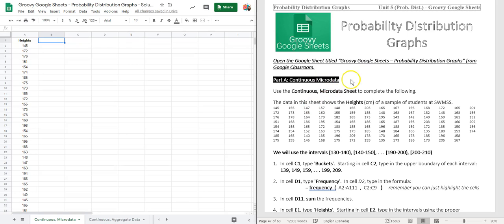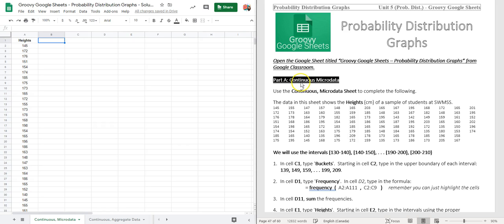This is part A of the probability distribution graph Groovy Google Sheet activity. In part A, we're going to be working with continuous microdata. Continuous means that there's an infinite number of values, including all the decimals in between. And microdata means it's a list of data, so the data has not already been put into a frequency table.